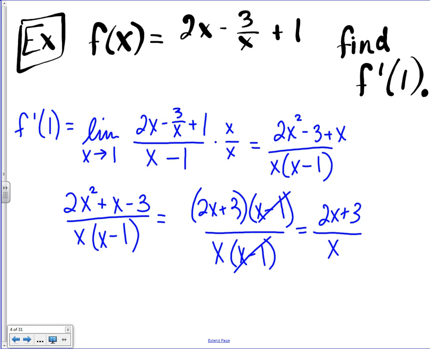And now I'm able to plug in that domain value of 1, and I get a derivative of 5. Again, what does this mean? That means if I graph this function, and I want the slope of the tangent line at 1, I will have a slope of 5, meaning the tangent line is fairly steep at that point.